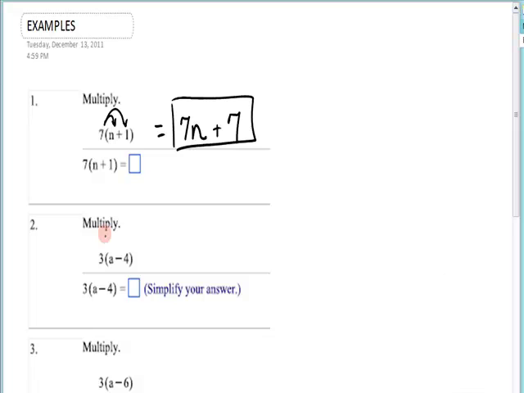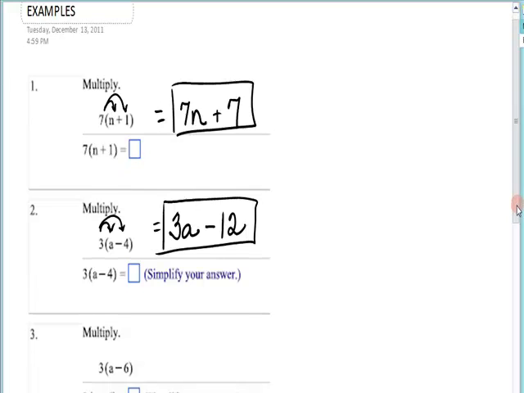All right, let's look at another one. I need to multiply, so I will distribute. 3 times a gives me 3a. 3 times negative 4. I know you may be thinking of that as subtraction, but now I'm going to start calling it negative. 3 times negative 4 is negative 12. Negative 12. The distributive property uses your multiplication rules. Signs alike, positive, signs different, negative.